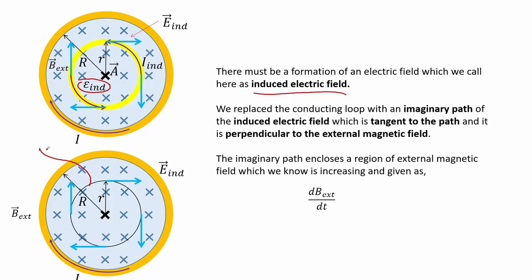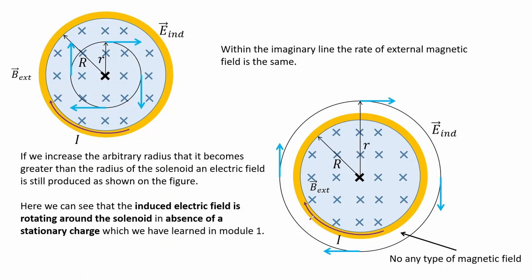The imaginary path encloses a region of external magnetic field which we know is increasing. Within the imaginary line the rate of change of the external magnetic field is the same. By symmetry, the electric field at all points on the imaginary line is the same. If we increase the arbitrary radius so that it becomes greater than the radius of the solenoid, an electric field is still produced, as shown in the figure.